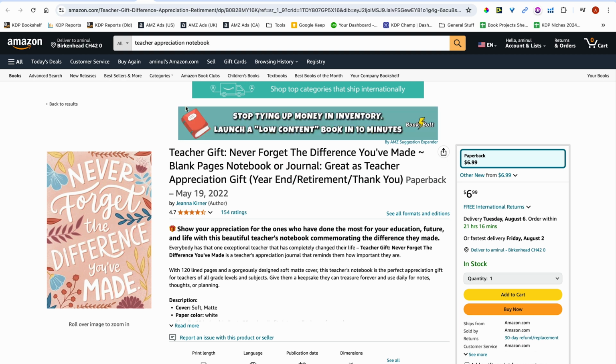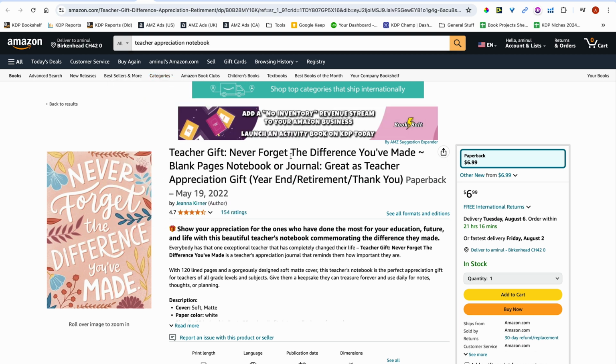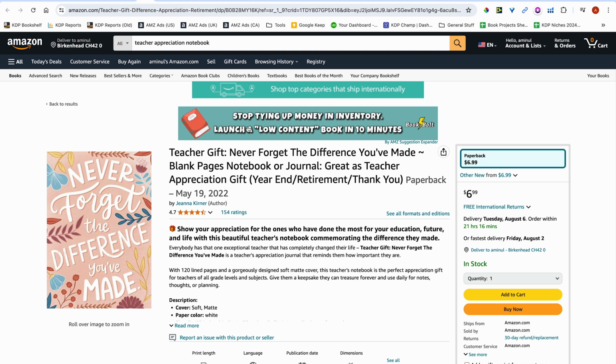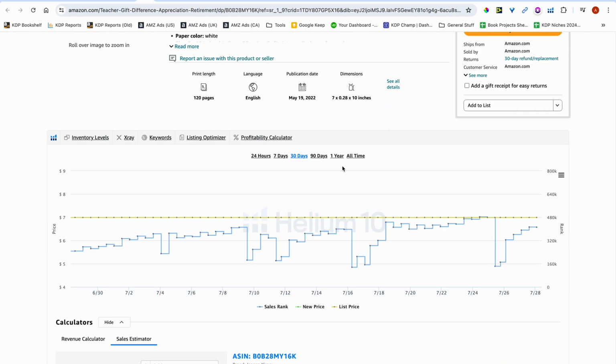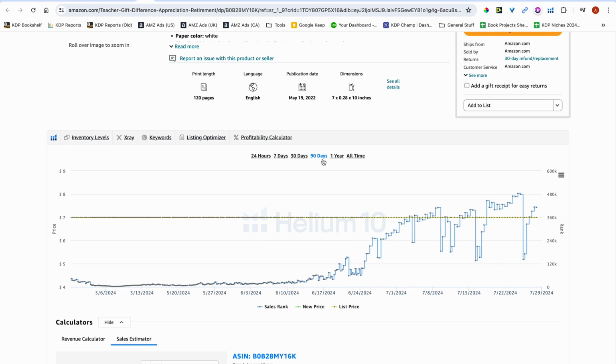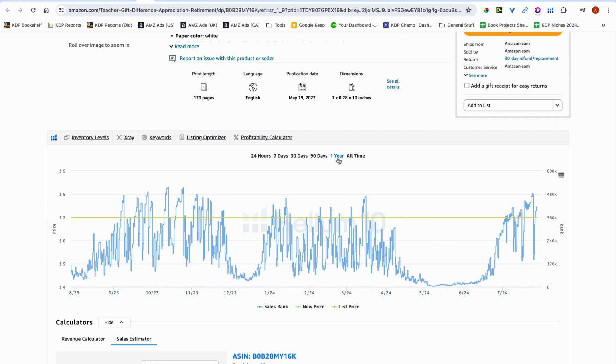So you might stumble across this niche and you want to see whether or not it's seasonal. So what you can do is, using the Chrome extension, you can have a look at the historical BSR. So by clicking on 90 days or 1 year, you'll be able to see whether or not the book is seasonal. And in this case, you can see that it is, because it's only during a certain time of the year that this book has demand.